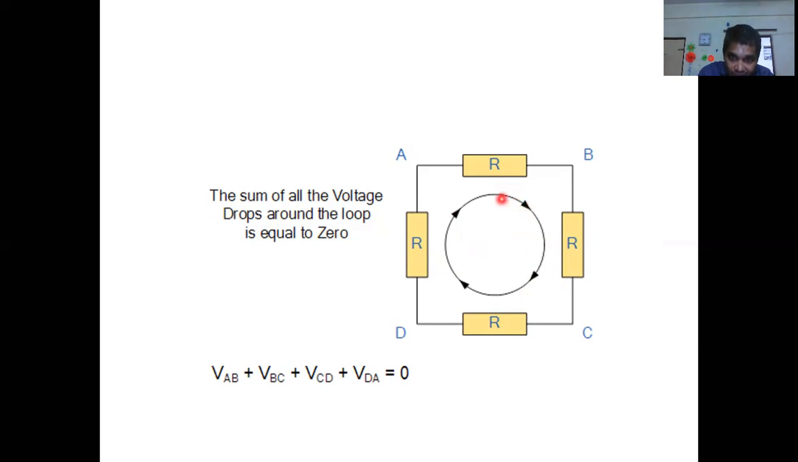Suppose you start from this direction, then you should have this direction for the entire element. The direction may be clockwise or anti-clockwise. Any one of the directions should be applied for a particular loop. Suppose you have more than one loop, in every individual loop you can have any one direction, right? That is what it is saying here.